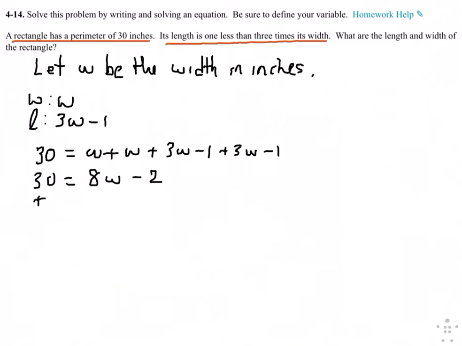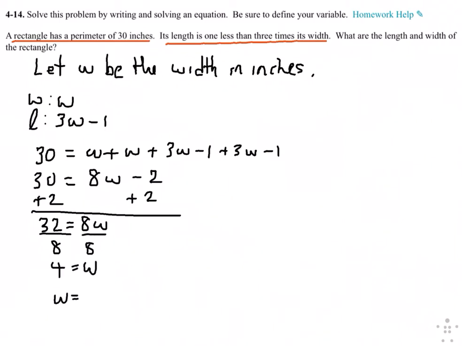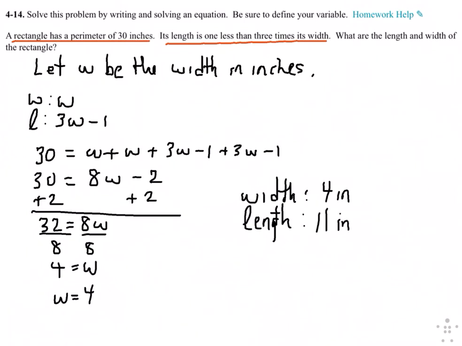So we add 2 to both sides, and we get 32 equals 8W. Divide by 8, 4 equals W, so W equals 4. So the width is 4 inches, and the length is 3W minus 1, right? So that's 3 times 4 is 12 minus 1 is 11 inches.